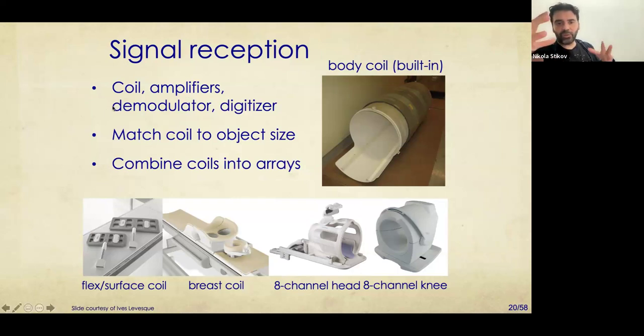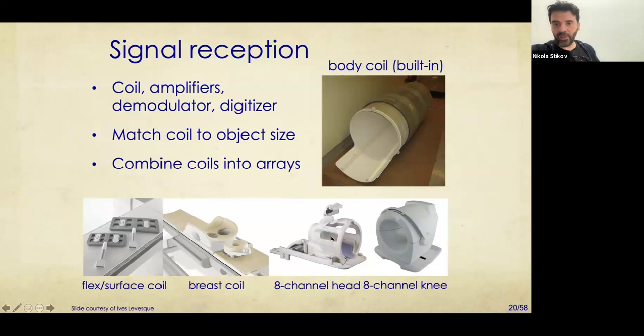And then we have to make sure that the coil is matched to the size of the object. There's different coils for the head, different coils for the wrist. And then sometimes we combine these coils so that we can create arrays. For example, this here is a coil array, so you can place it on the surface on your chest to image the heart. Or you can have something like this.